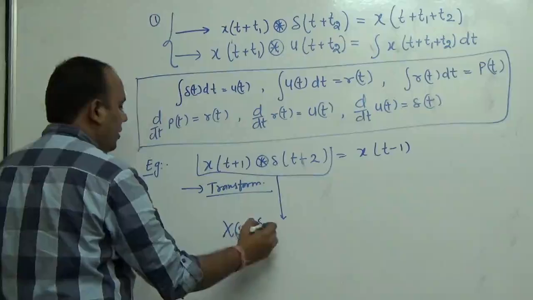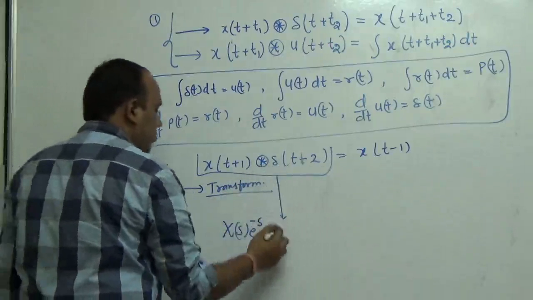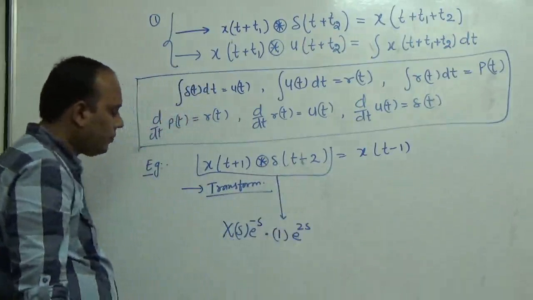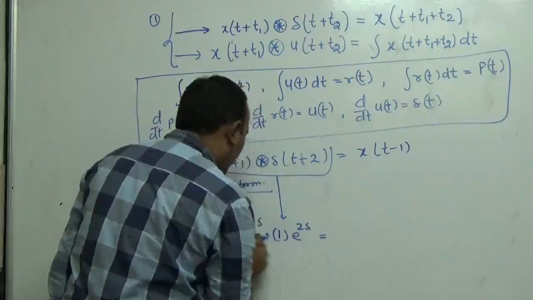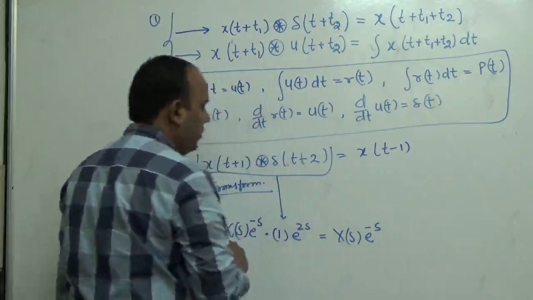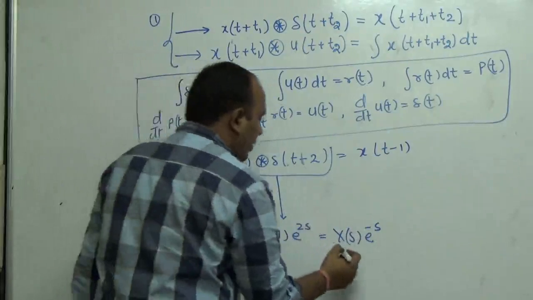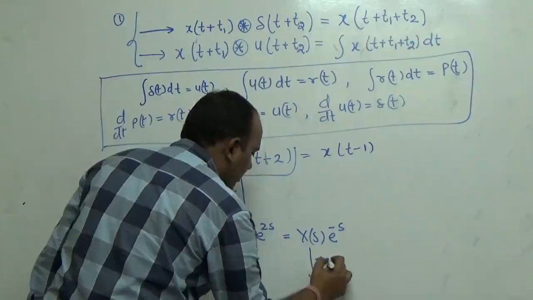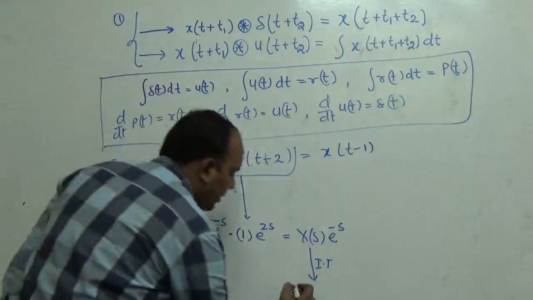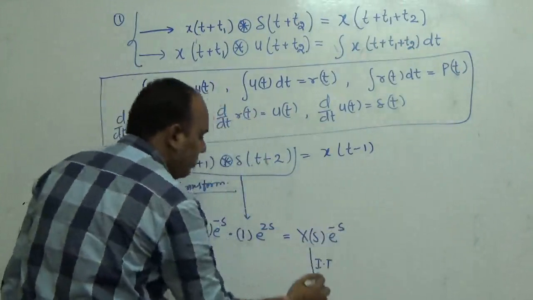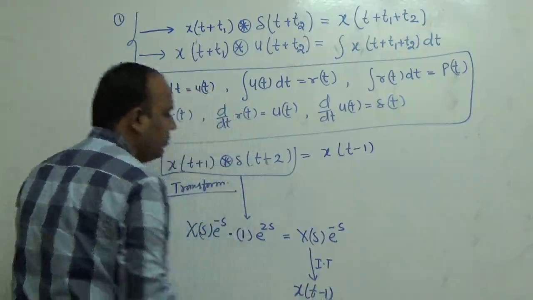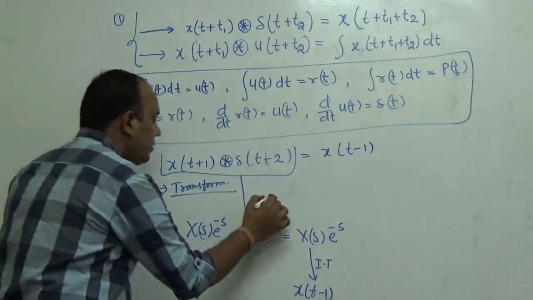e to the power of s, multiplied by the transform of δ(t-2), so it is 1 and e to the power of minus 2s. When we solve this, you will get X(s) multiplied by e to the power of minus s. When you take the inverse transform of this part, X(s) is x(t) only, and this is the shifting part, so that will be x(t-1). So these are the two methods.